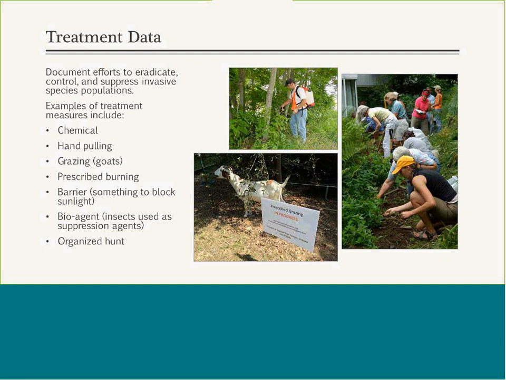Barriers, so maybe like cardboard or something else on top of the species to prevent the sunlight from getting to it. Also, people are using bioagents. So these are insects that are used specifically to try to suppress certain invasive species. And then also, if you're trying to manage something like feral swine, maybe an organized hunt is the way that you're conducting that treatment effort.